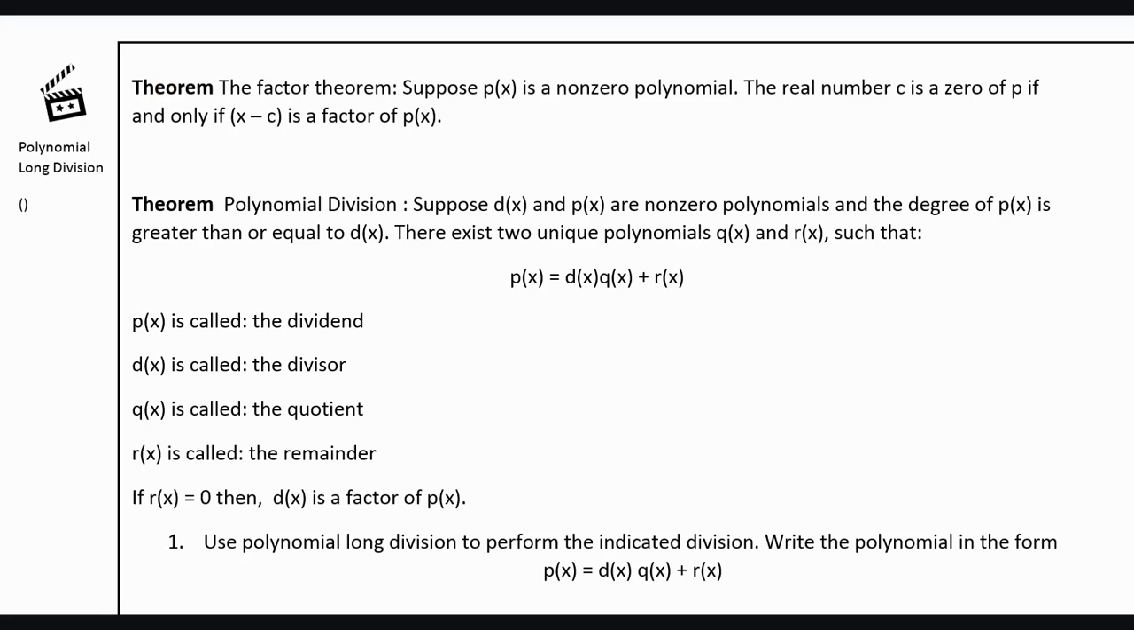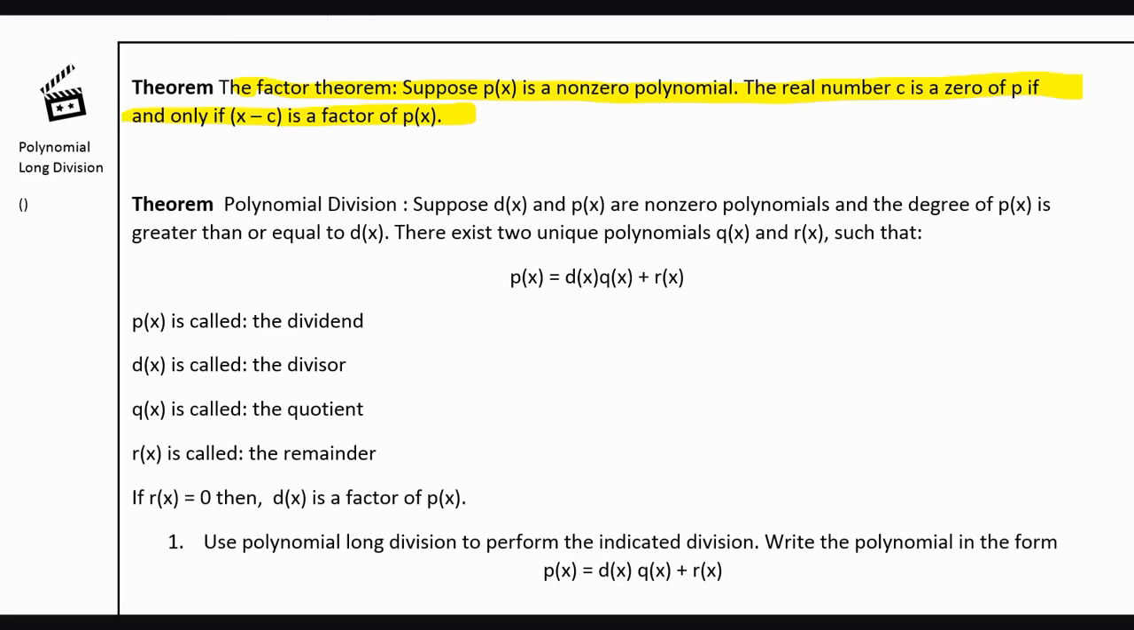And this theorem is kind of what leads us to do it. It's called the factor theorem, and it says if p of x is a non-zero polynomial, the real number c is a zero of the polynomial if and only if x minus c is a factor. So ideally what we want to do is factor everything so that we can find all the zeros. Okay, now if we think something's a factor, we can do long division.